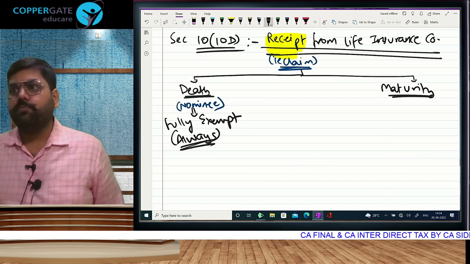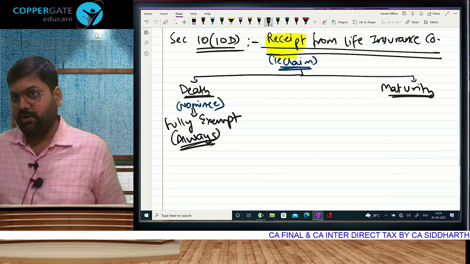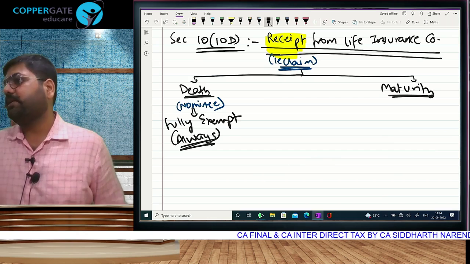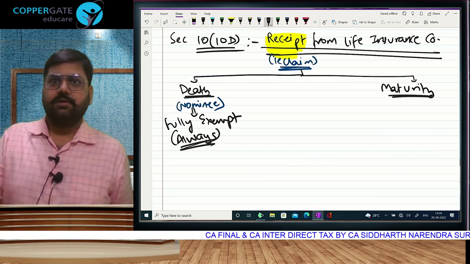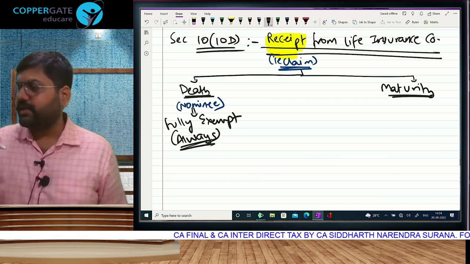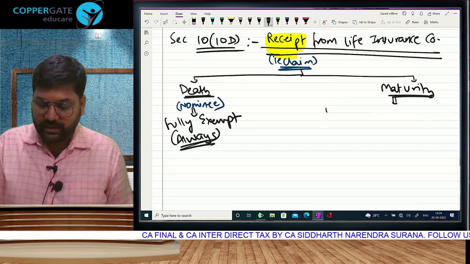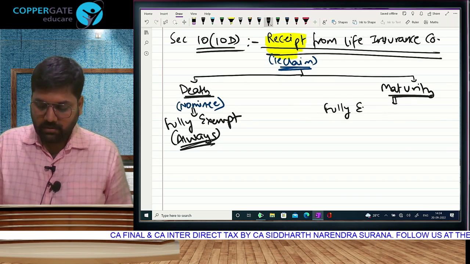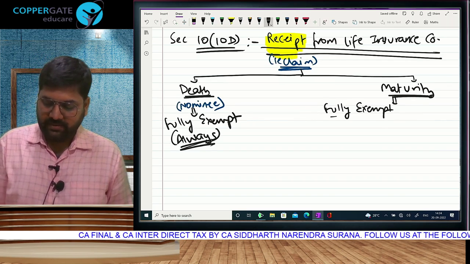It depends on policy का terms क्या है, what you have purchased. But effectively, you get money on two occasions. Death or maturity. Death cases fully exempt. Maturity cases, fully exempt.